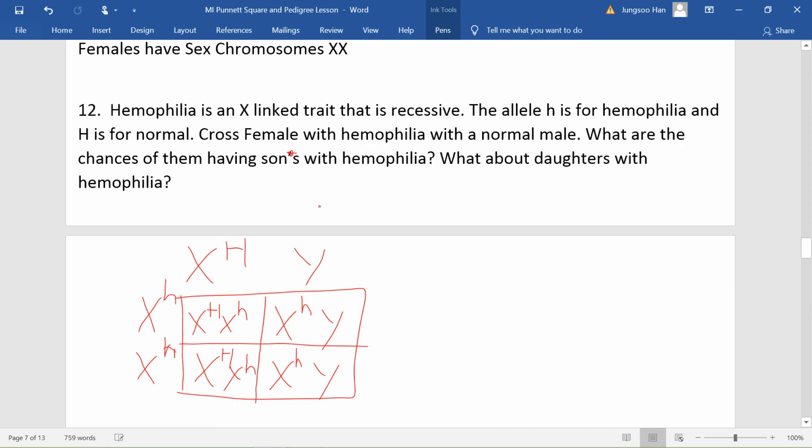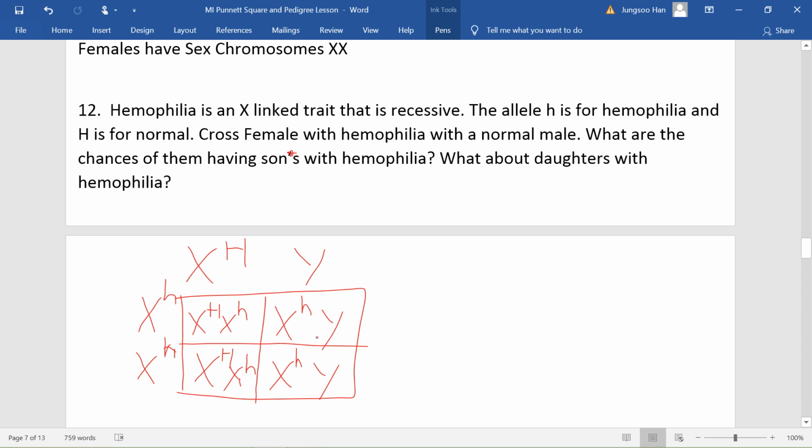Now, what are the chances of this couple having sons with hemophilia? Here's the thing. This Punnett square is different in the sense that the four squares have different chromosomes. If you have X and X sex chromosomes, that's a female. If you have X and Y sex chromosomes, that's a male. So the two female genotypes are on the left side, and the two male genotypes are on the right side. This is actually split.